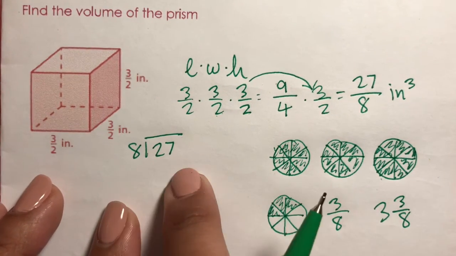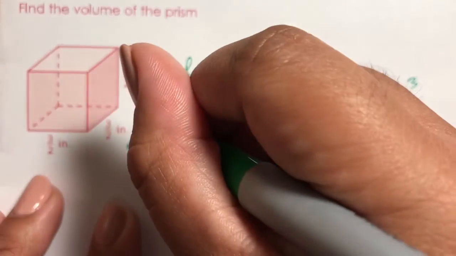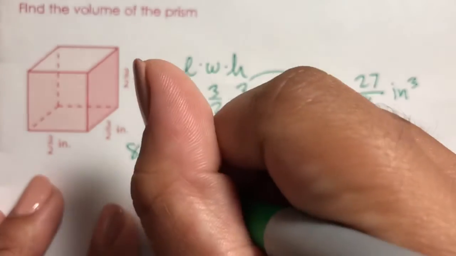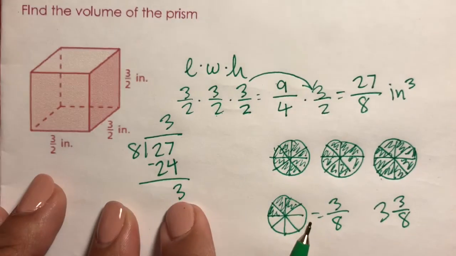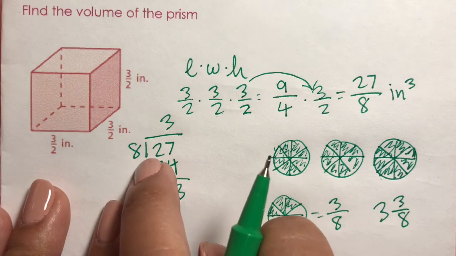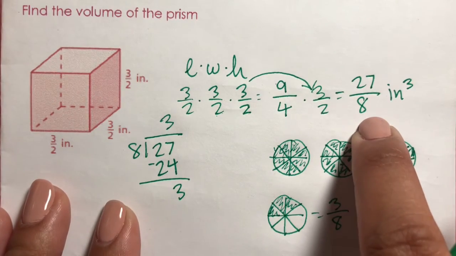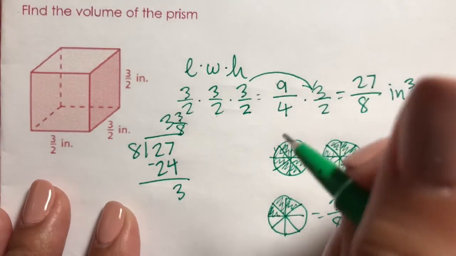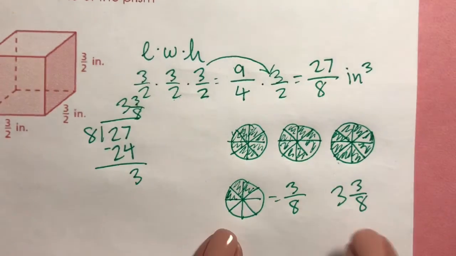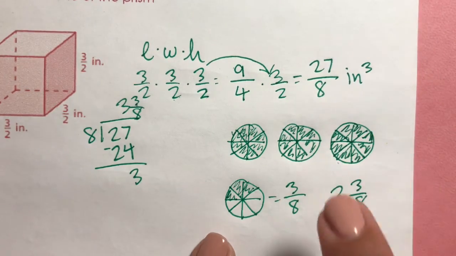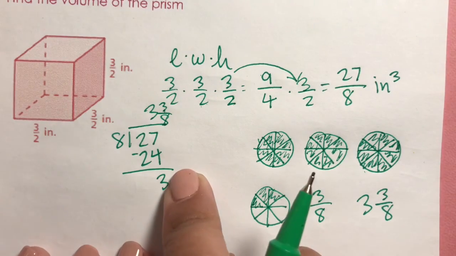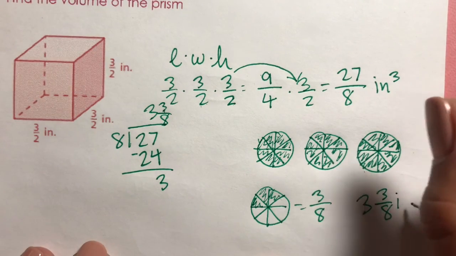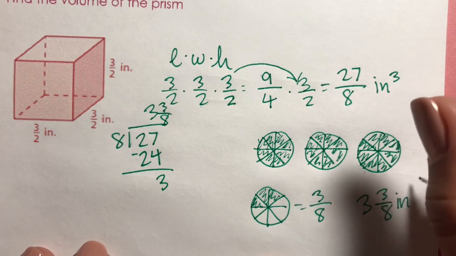It's the same thing when you're dividing. 8 goes into 27 how many times? 3. 8 times 3 is 24. 27 minus 24 is 3. So that's our remainder, and that's going to be our numerator, out of 8, so 3/8. Whatever method you want to use, if you want to draw it out or just divide, that's how you get your mixed number, and that's our volume, 3 and 3/8 inches cubed.